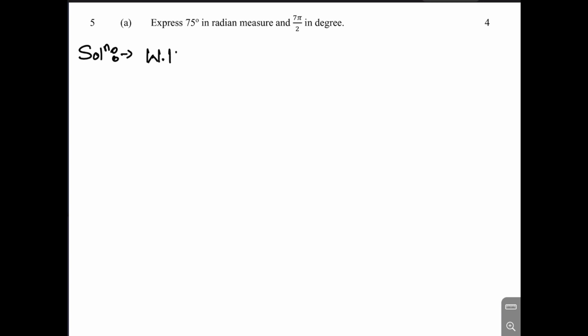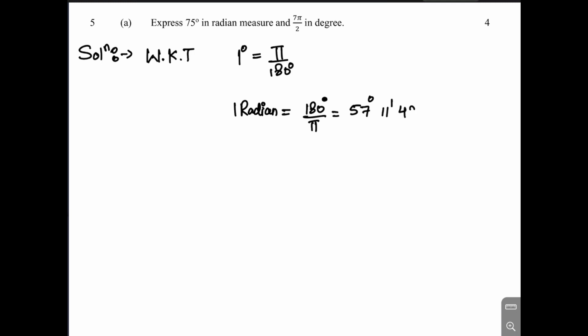We know that 1 degree equals pi by 180, and 1 radian equals 180 degree divided by pi, or 57 degree 11 minute 42 seconds.